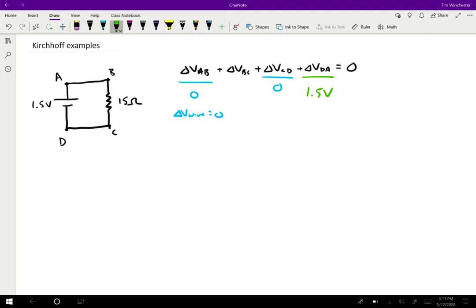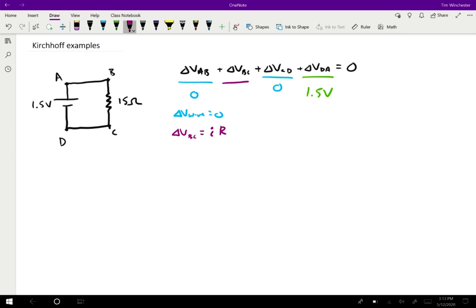And then the last one is delta V BC. So we want to find delta V across the resistor. Well, how do we do that? How do we figure out what the potential difference is across that 15 ohm resistor? Well, we can use Ohm's law. So delta V BC is just going to be the current through that resistor times its resistance.